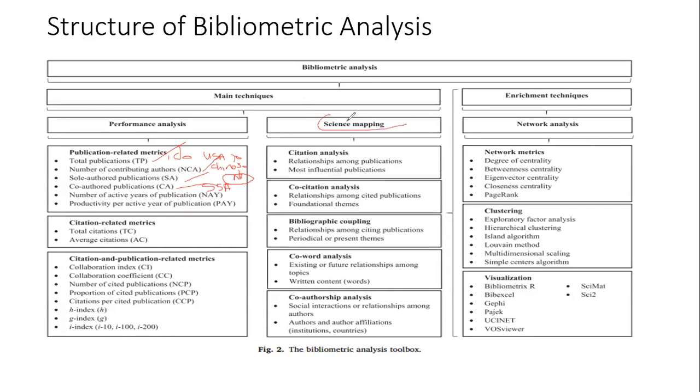So we go to science mapping. Under science mapping, we have actions like citation analysis, co-citation analysis, bibliographic coupling, co-word analysis, and co-authorship analysis. Some of you might ask, what is this and what is that? So in citation analysis, we are simply studying the relationship among publications, the most influential publications. When a paper cites another paper, it is most likely that the theme being studied is the same.